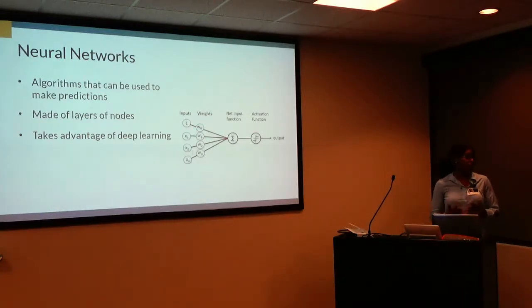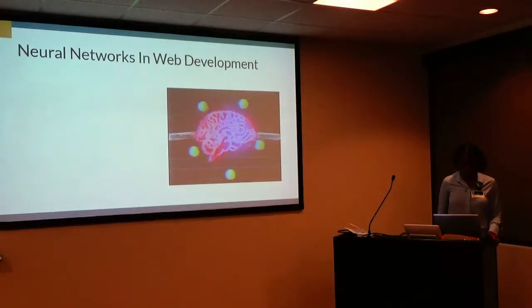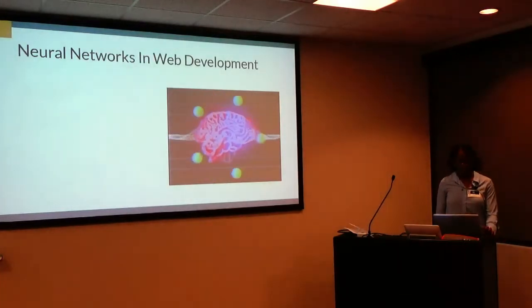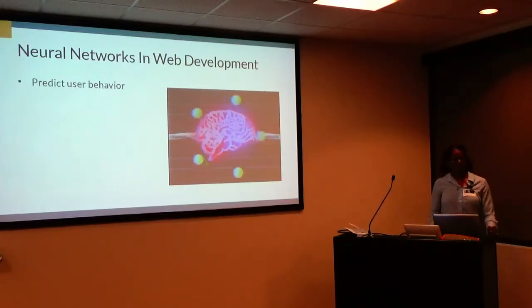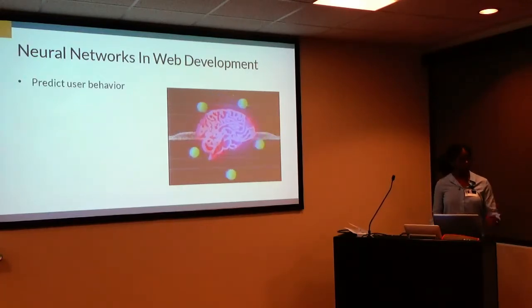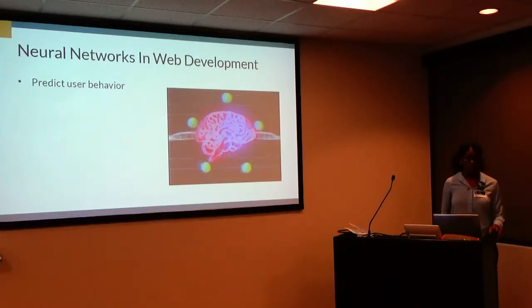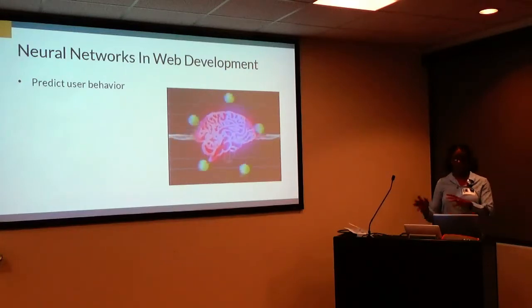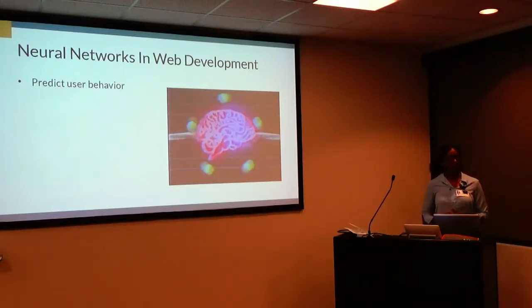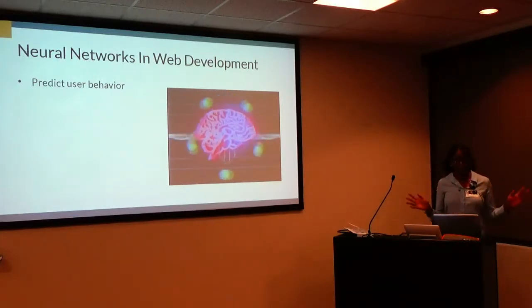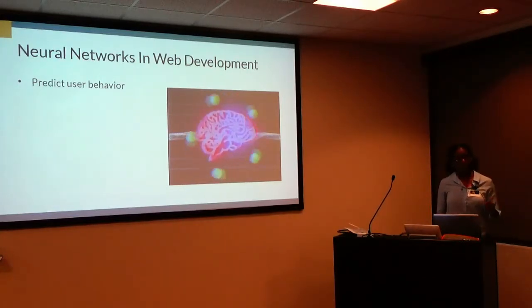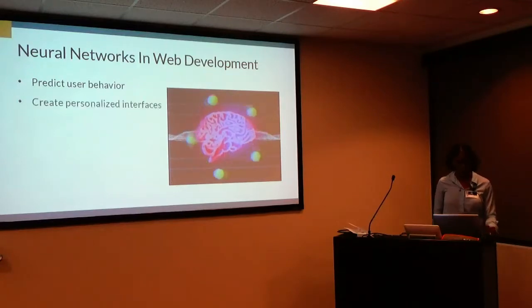So, the way neural networks work in web development, you can use them to predict user behavior. So, let's say you want to know if a person is about to leave the screen just based on how long they've been looking at certain elements or what words they've highlighted, whatever metric you want to use. You can use that to predict user behavior.